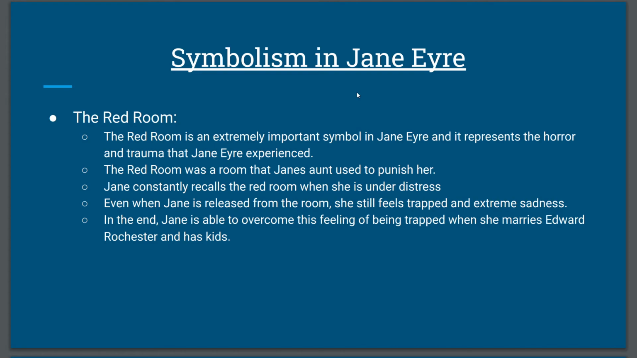So symbolism in Jane Eyre, of course, is the Red Room. It's an extremely important symbol in Jane Eyre, and it represented the horror and trauma that Jane experienced. The Red Room was a room that Jane's aunt used to punish her, and Jane constantly recalls the Red Room when she is under distress, and even when Jane is released from the room, she still feels trapped in extreme sadness. In the end, she was able to overcome this feeling because when she marries Edward Rochester and has kids, she basically puts all that behind her and decides to move forward.